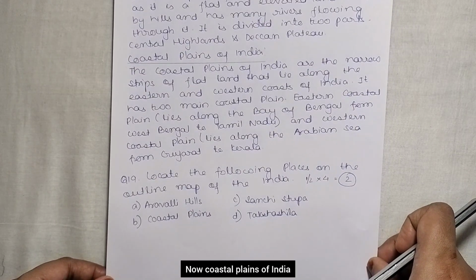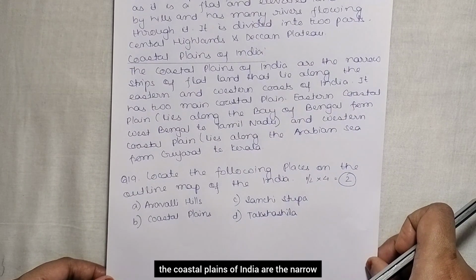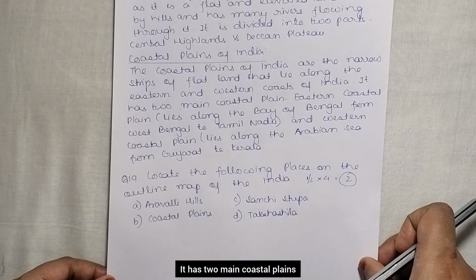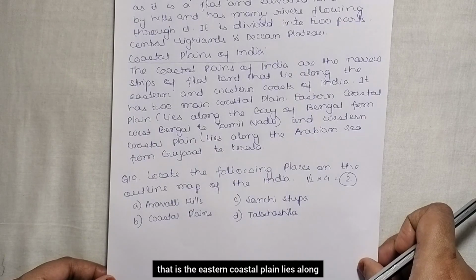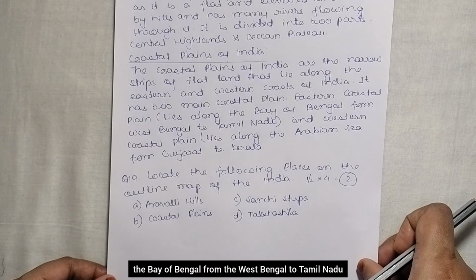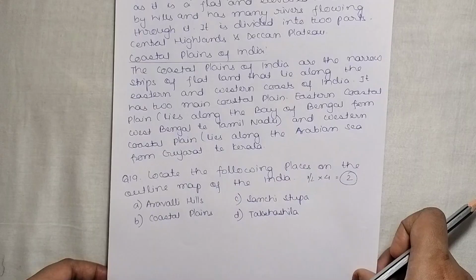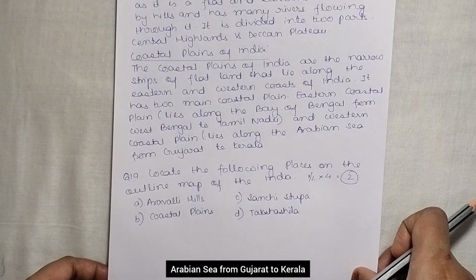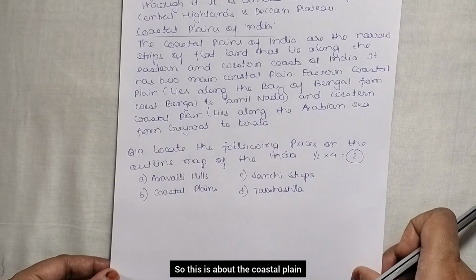Now the coastal plains of India. The coastal plains of India are narrow strips of flat land that lie along the eastern and western coast of India. It has 2 main coastal plains: the eastern coastal plain lies along the Bay of Bengal from West Bengal to Tamil Nadu, and the western coastal plain lies along the Arabian Sea from Gujarat to Kerala, right? So this is about the coastal plain.